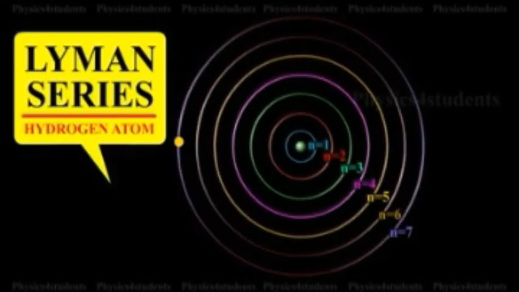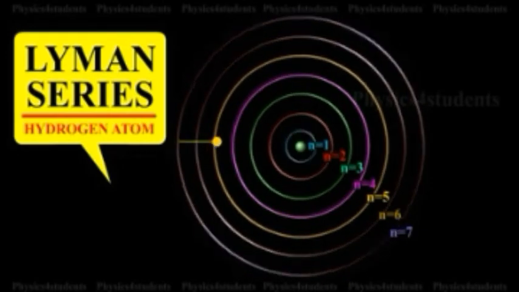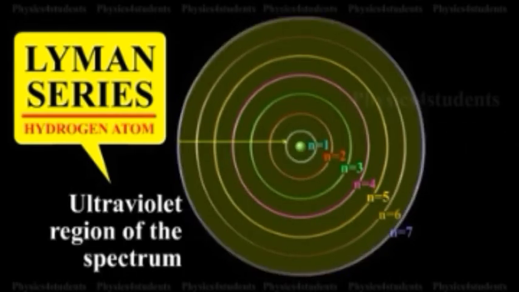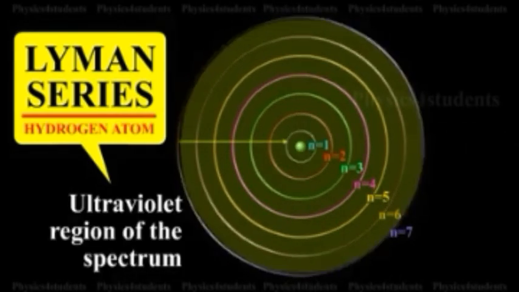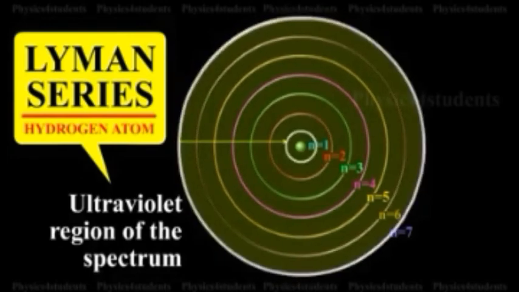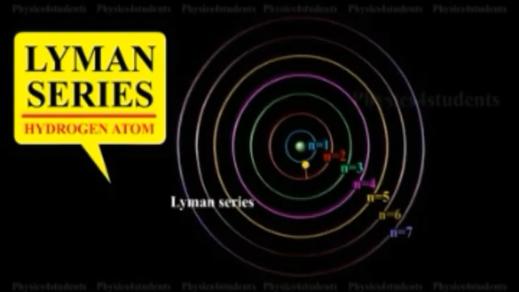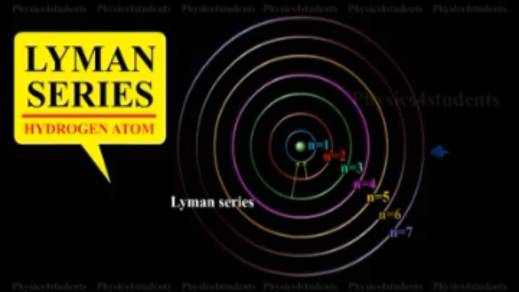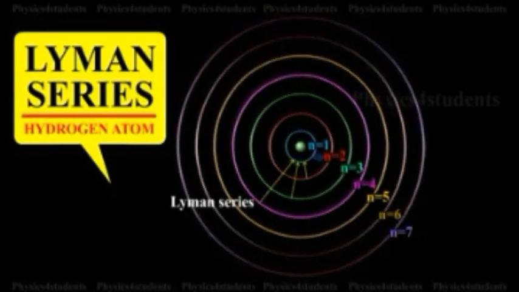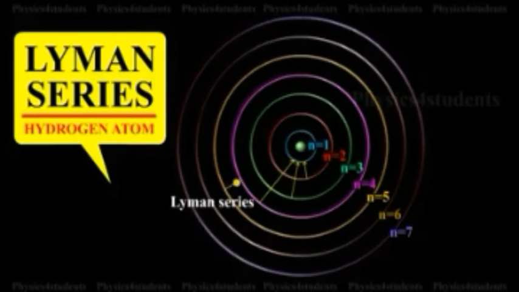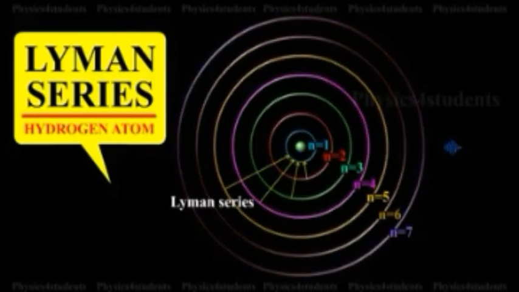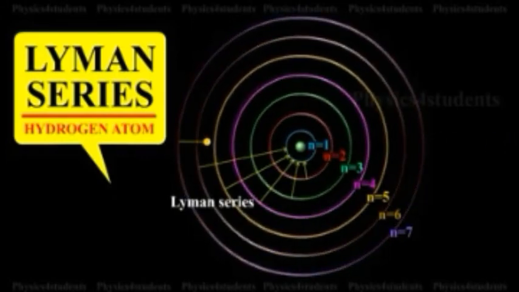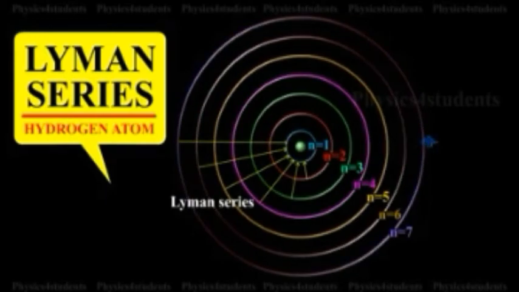Let us see about the Lyman series. When the electron jumps from any of the outer orbits to the first orbit, the spectral lines emitted are in the ultraviolet region of the spectrum, and they form a series called the Lyman series, that is, second orbit to first orbit, third orbit to first orbit, fourth orbit to first orbit, fifth orbit to first orbit, sixth orbit to first orbit, seventh orbit to first orbit.